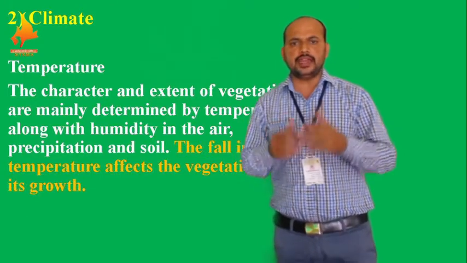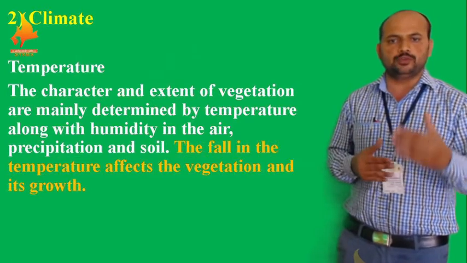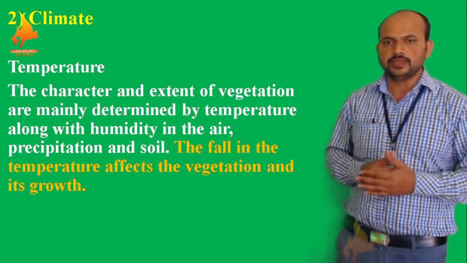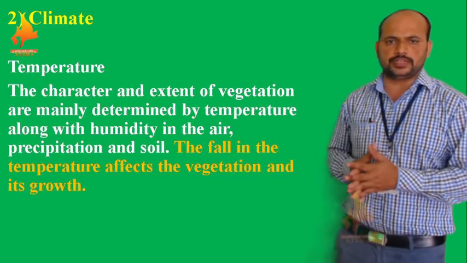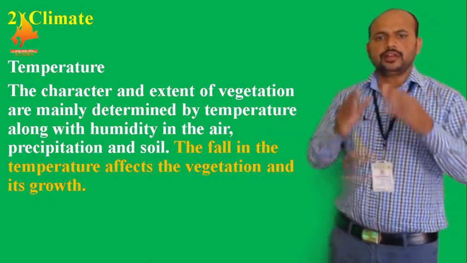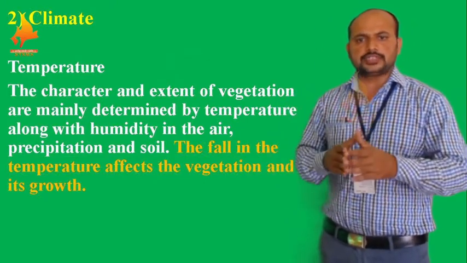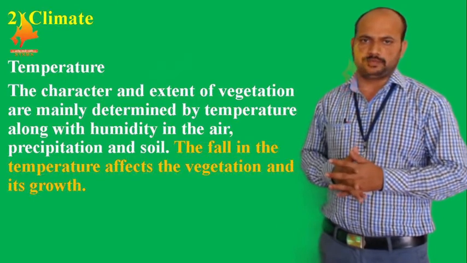The character and extent of vegetation are mainly determined by temperature along with humidity in the air. Even the precipitation also affects it. We will see that in the next point. The fall in temperature affects the vegetation of that region.